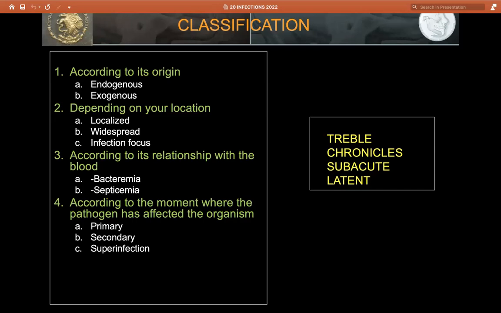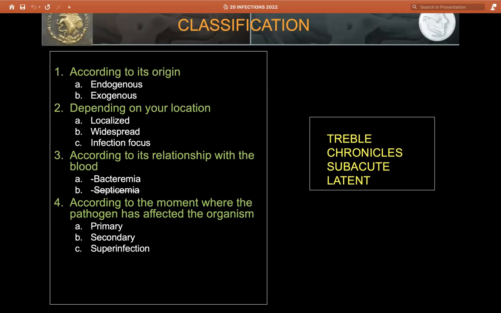Now, according to the origin, it could be an endogenous infection made from the bacteria that are normally there, or it could be an exogenous infection, from a bacteria that comes from outside. It has contaminated from the outside to the inside. Depending on the location, it could be just in a specific place, which will be a localized infection. It could be an infection where it's not clear exactly where it is, which will be a widespread infection. Or it could be an infection focus, like a tooth. So we have a source of infection, and that could be localized or widespread.